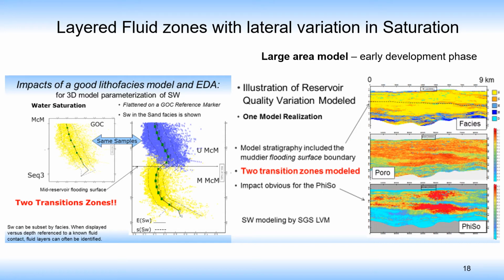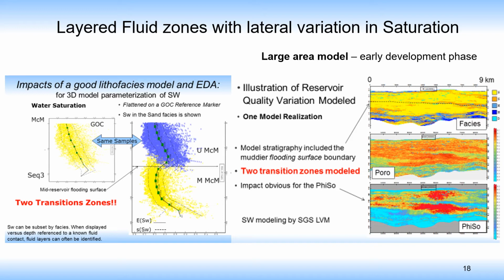On a large area model like this, it is tricky because the gas contact was sloping. So the facies is shown here. The best facies is the yellow then to orange, and porosity is highly correlated back to the high quality facies.